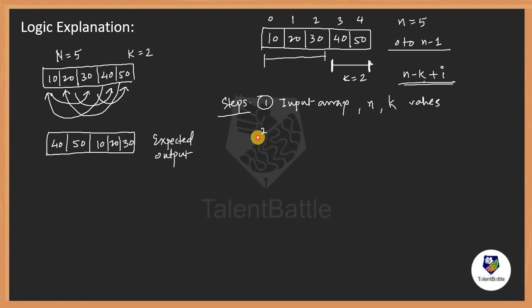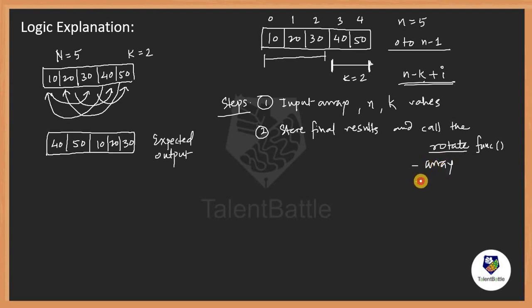Then I will store my final result, and call the function which will perform this rotation, the rotate function. Suppose I have a rotate function, so I am going to call it. This rotate function will take three inputs: first the array, then the value of n and the value of k. Already we have these, so we can pass them as parameters of the rotate function.